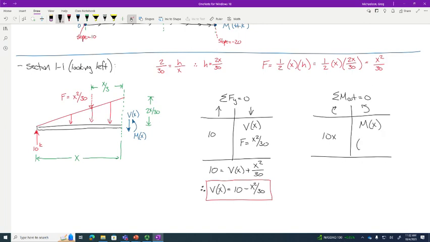I've got x squared over 30 times what? X over 3. So I've got 10x equals m of x plus what? What is this going to collapse to? So x squared over 30 times x over 3 is what? X cubed over 90? Did I do that right? So would you agree with this?